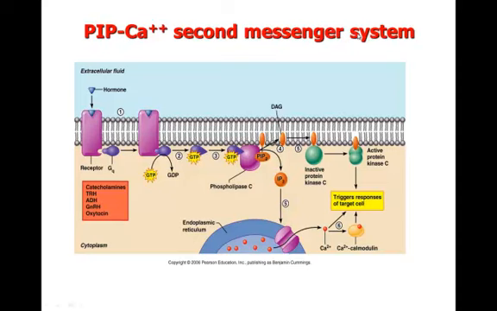This is our second messenger system. The big takeaway message here is that the hormone can't get inside the cell because it is amino acid based. So we need second messengers to do the dirty work, to activate protein kinases to make something happen within the cell, and calcium is one of those second messengers. So we had two second messenger systems. We had the PIP calcium second messenger system, and we had the cAMP second messenger system. And amino acid based hormones are the ones that use second messenger systems.